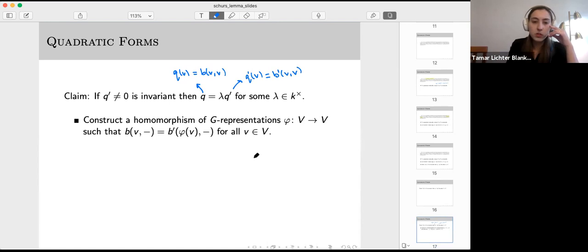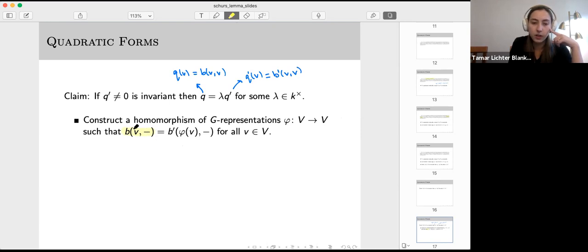So what you can do, using a little bit of funny business, just interesting maps, is go to the dual representation and come back. You can find a homomorphism of G representations from V to itself, such that when you take b v blank, this sends w to the element of k, b v w.